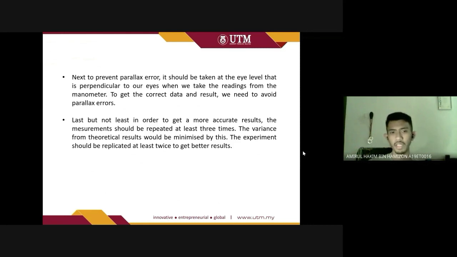Last but not least, to get a more accurate result, the measurement should be repeated at least 3 times and the experiment should be repeated at least twice to get a better result. The error can be minimized, and the variance from the result will be minimized by this.